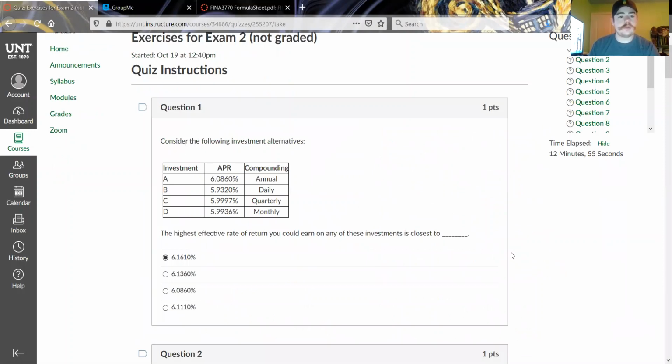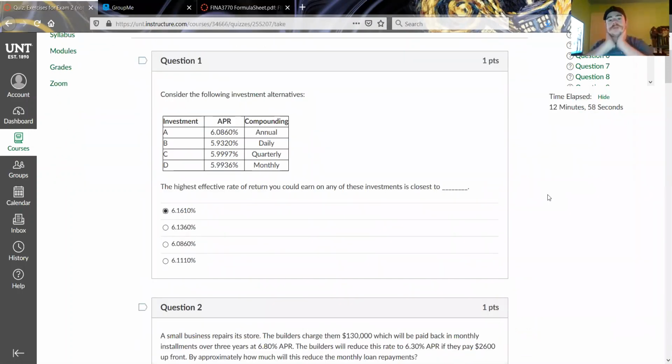All right. So, number 1, consider the following investment alternatives. A is an APR of 6.086 annually compounding. B is 5.9320 daily compounding. C is 5.9997 quarterly compounding. D is 5.9936 monthly compounding. The highest effective rate of return you could earn on any of these investments is closest to... I didn't answer that on purpose. I accidentally misclicked. I'm not entirely sure how this one's supposed to go.